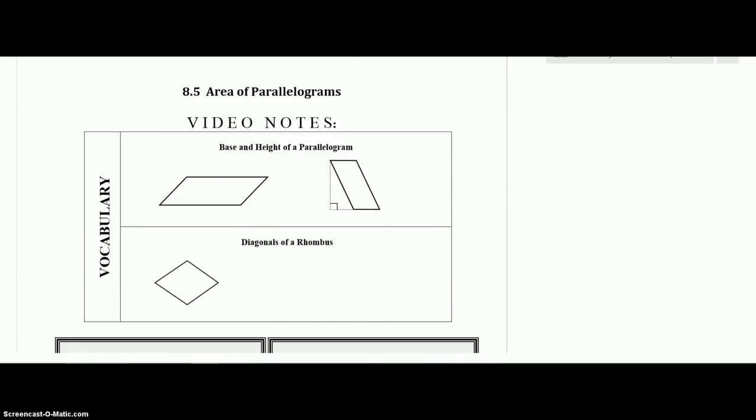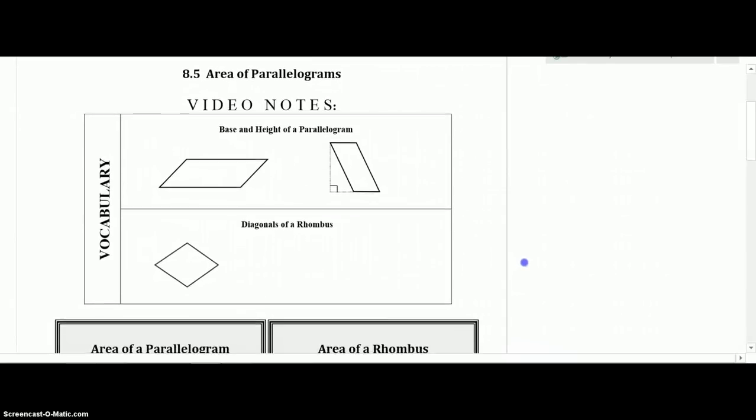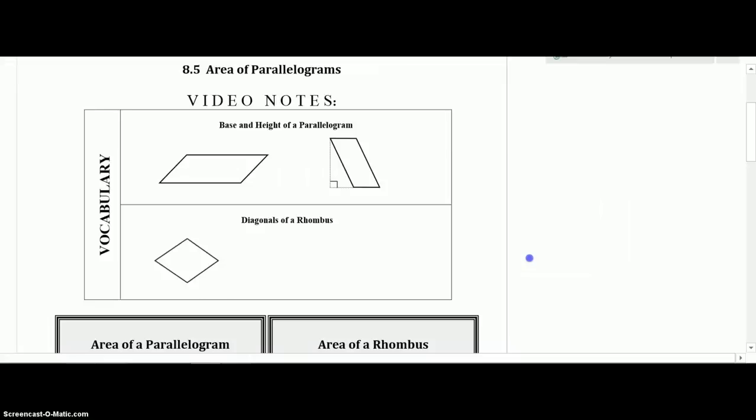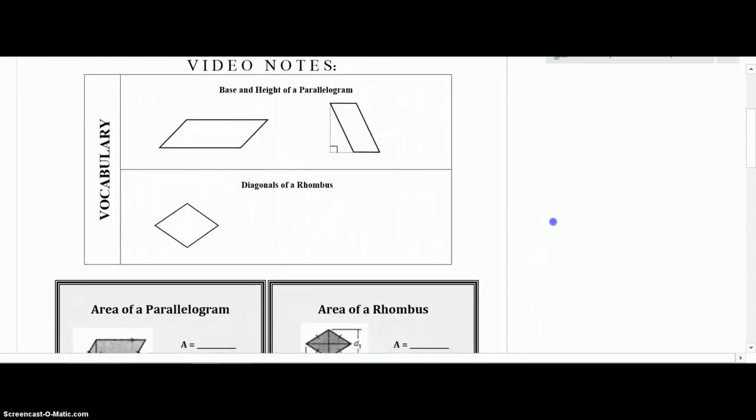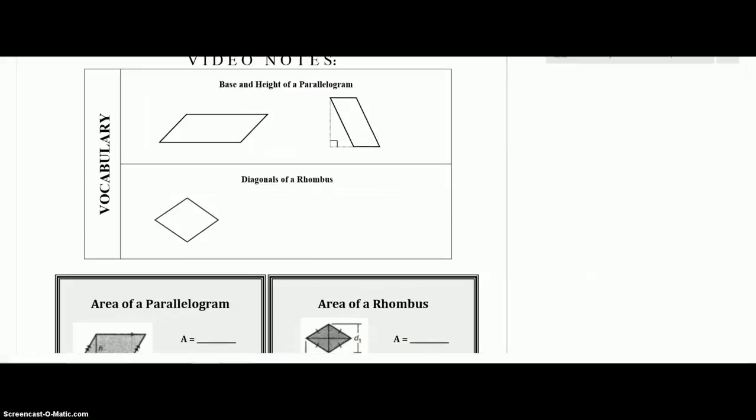Section 8.5 deals with the area of parallelograms. And we've already talked about the area of a square and the area of a rectangle, which are parallelograms, and they have their own formula. But if we just have a general parallelogram, we have a formula for that as well.